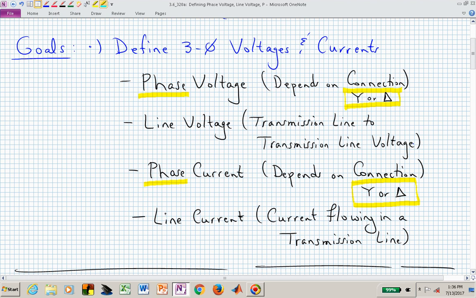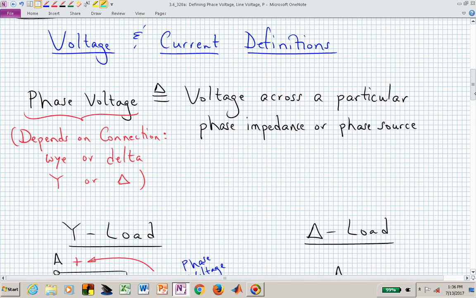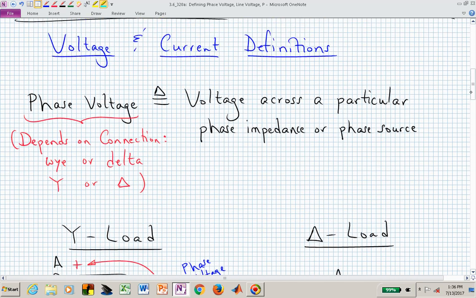The other 2 quantities will be the line voltage, and that's always going to be defined the same way, and the line current, which will always be defined the same way. The line voltage is the voltage difference between 2 transmission line terminals, either at the source side or the load side, and the line current is the current flowing in a transmission line. Let's now see if we can make it clear what we mean by these 4 different descriptions for voltage and current.